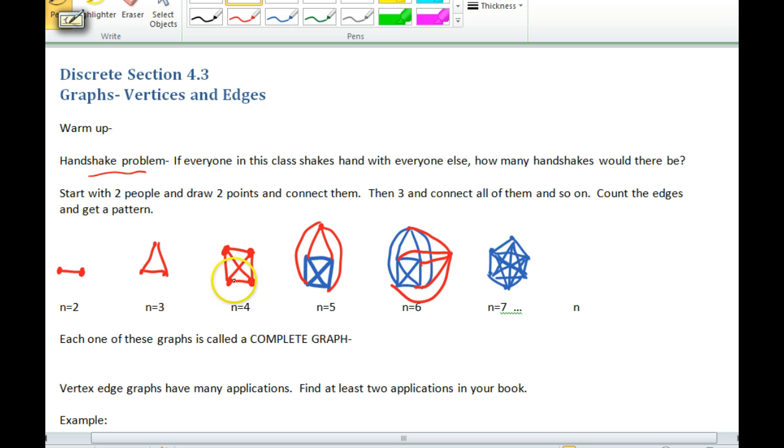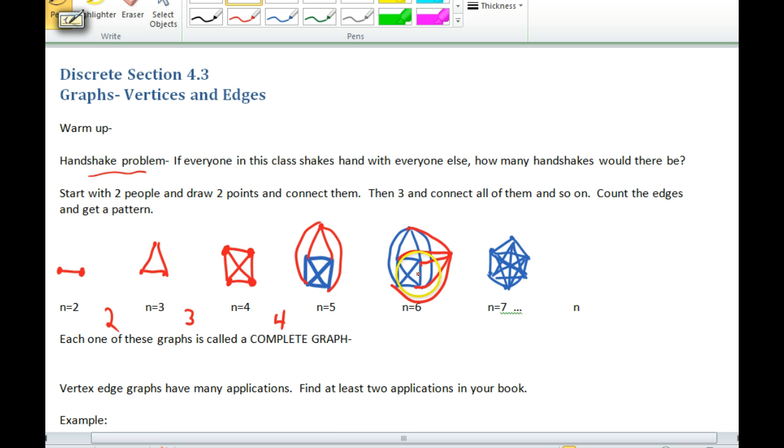5 is just based on the 4. So I replicated the 4 with the blue and then I just added in one more vertex. When I did that, I connected up all these sides to the vertices that I had before. And so what I'm doing here is that really I just added in 4 more segments here, which means 4 more handshakes. And from here, what I did was I added in 3 more handshakes. And from here, I added in 2 more handshakes.